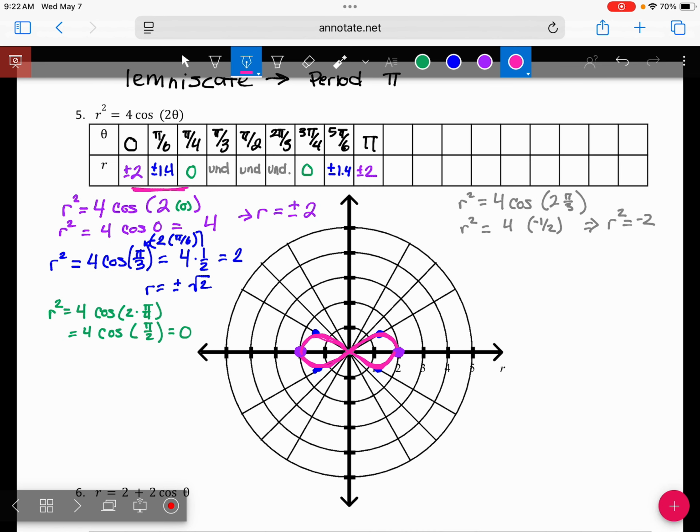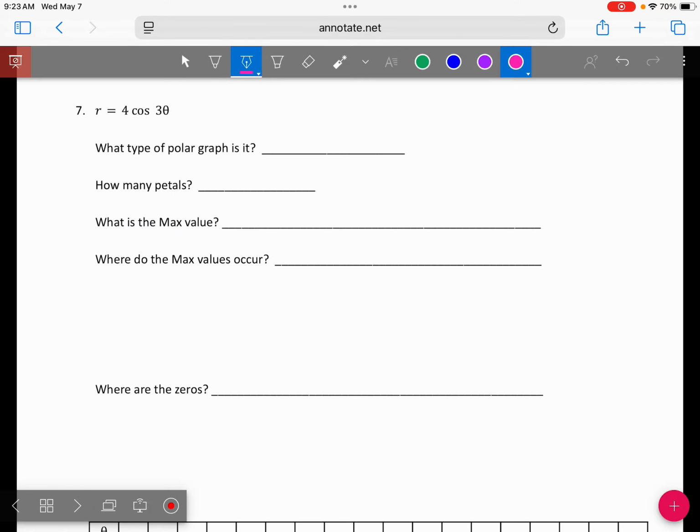Questions on our lemniscate? Okay, I actually want us to jump ahead again, and I want us to go to 7. So we're skipping 4 and we're skipping 6. 6 is a limacon that we did one like that yesterday. That was like our second one, the limacon. So let's look at number 7.